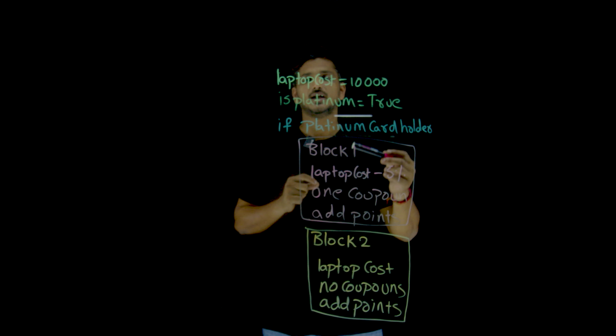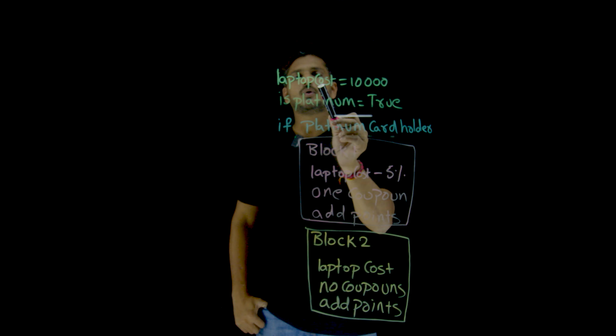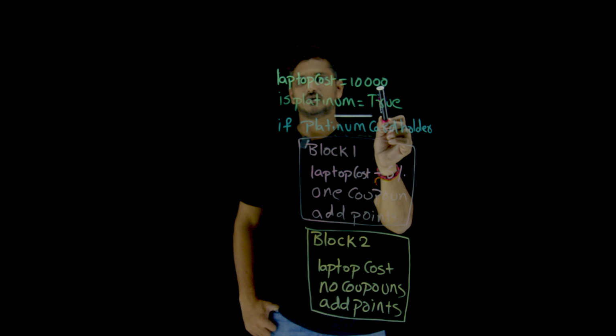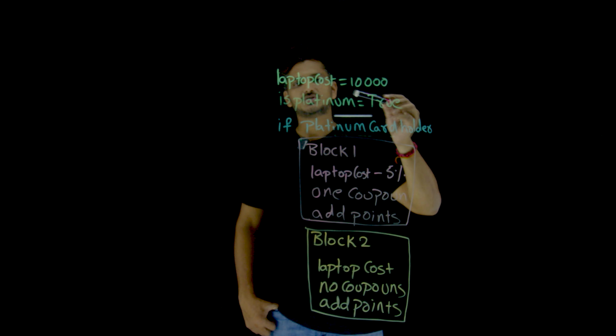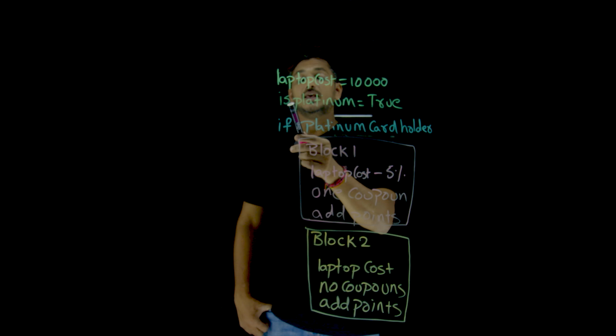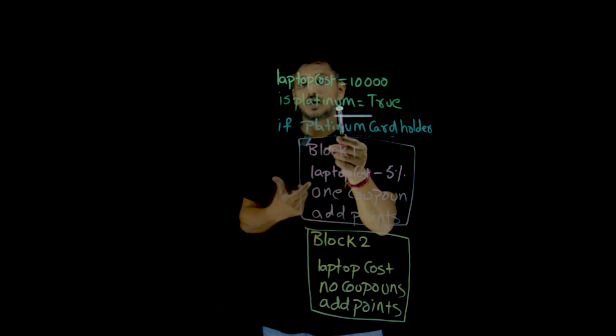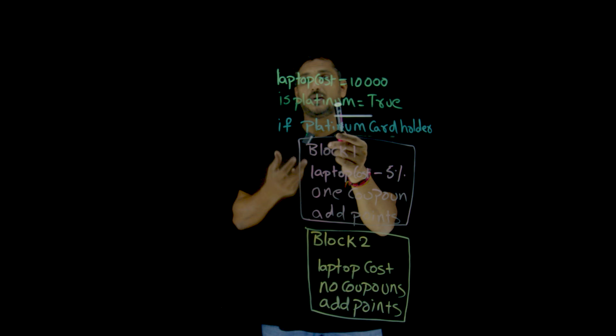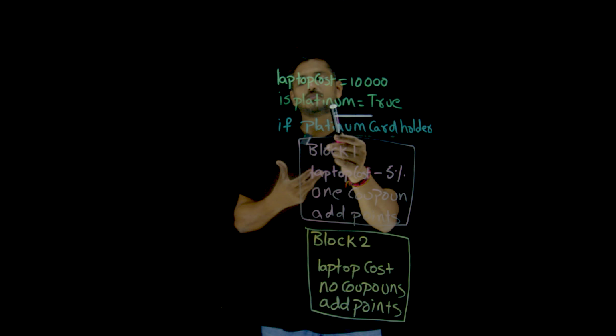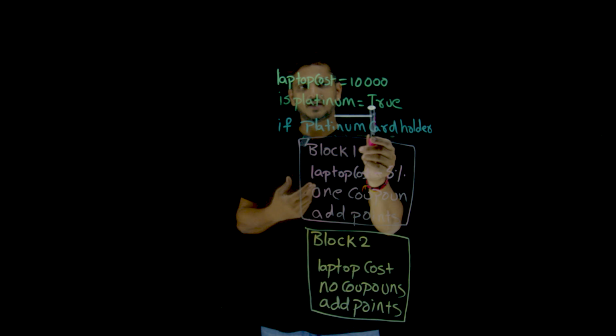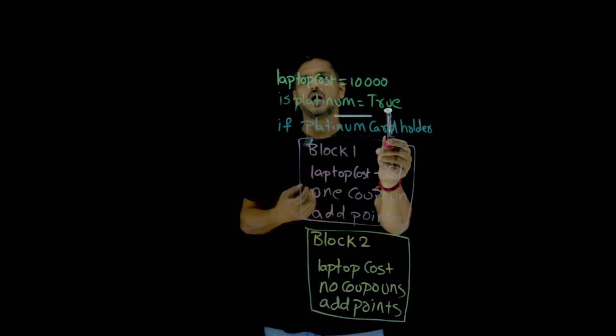Why is it not needed? Let's try to understand. Laptop cost equals 10,000. After execution of this line, the next line is going to be executed: is the customer a platinum card holder? If he is a platinum card holder, the value present here is a true value. So if he is a platinum card holder, he is going to get a true value.